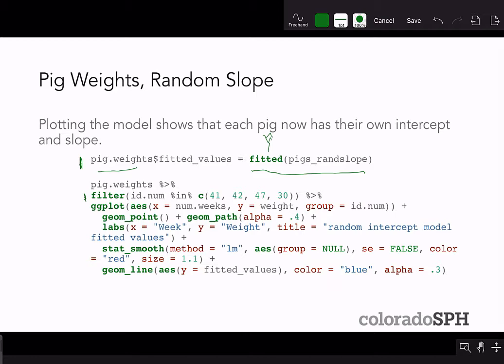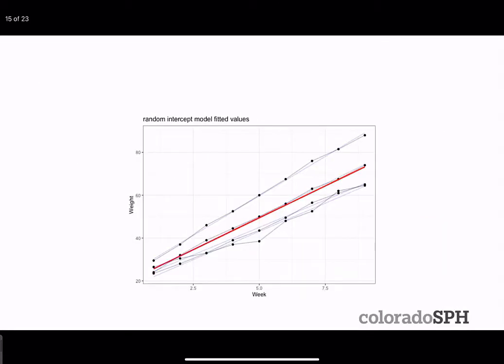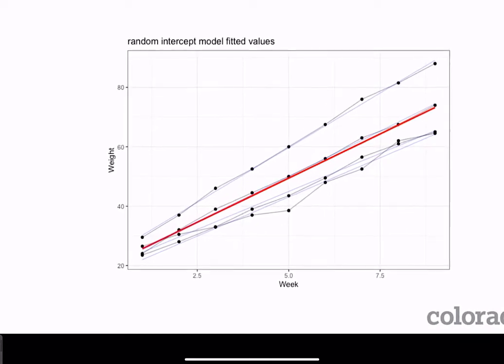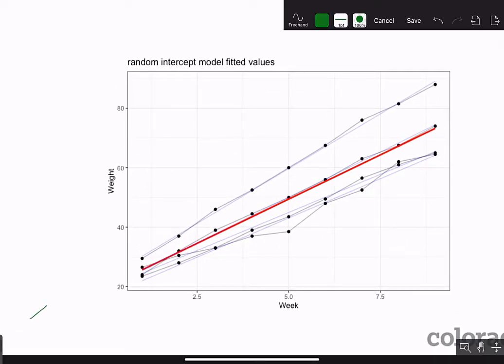And then I'm plotting the observed data as a spaghetti plot plus the population mean and the actual fits from this model. And that is all plotted here. So from the last model, the random intercept model, we had strictly parallel lines against the mean. But in this case, now each subject, or each pig in this case, has their own slope as well as their own intercept. So you have the population mean in red here, and each pig has a slope that varies and an intercept that varies around this population mean.